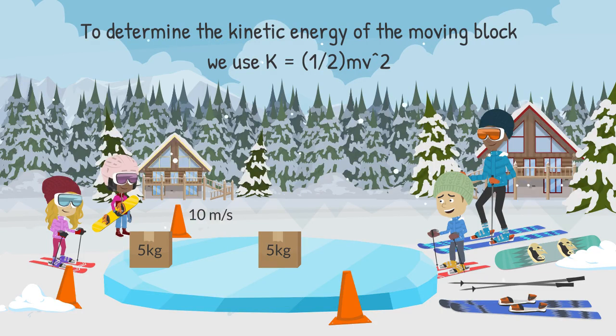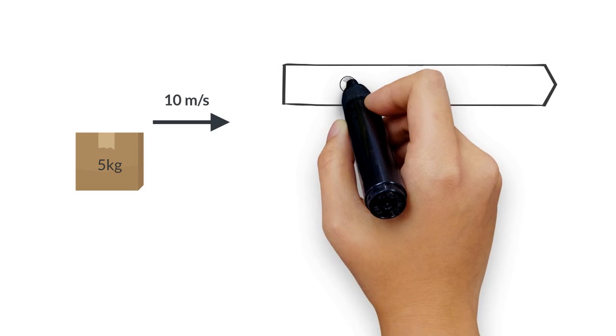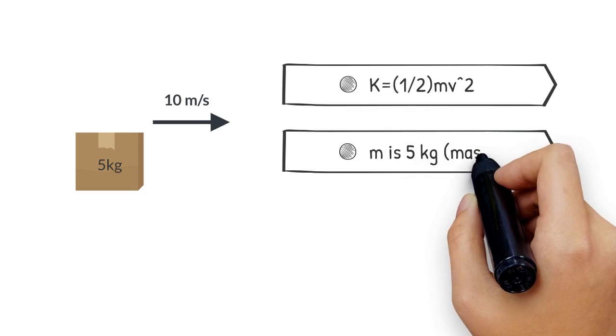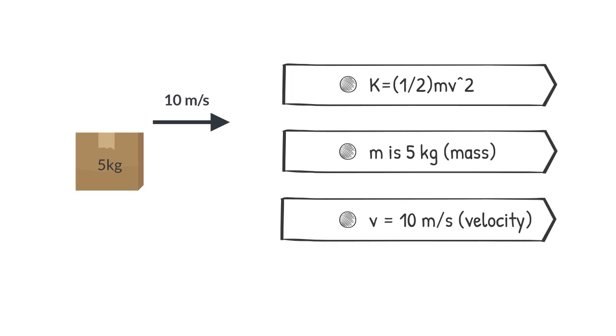To determine the kinetic energy of the moving block, we use K is equal to 1/2 mv squared. In order to work out the formula, we have to plug in the correct numbers. M represents mass again, and the mass is 5 kilograms. The V is for velocity, which is the same thing as speed in this case, and the speed is 10 meters per second.